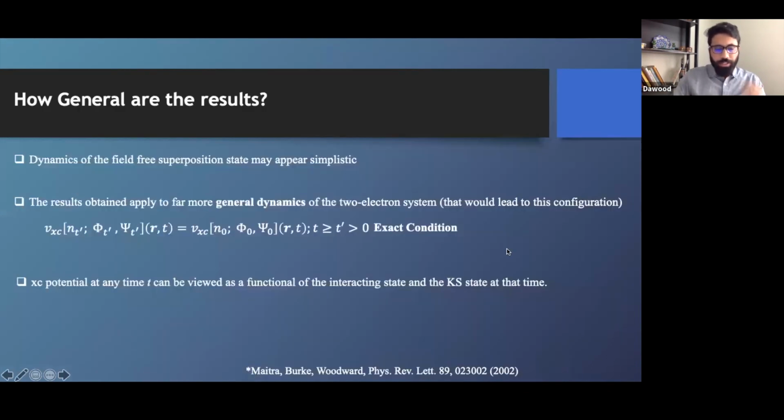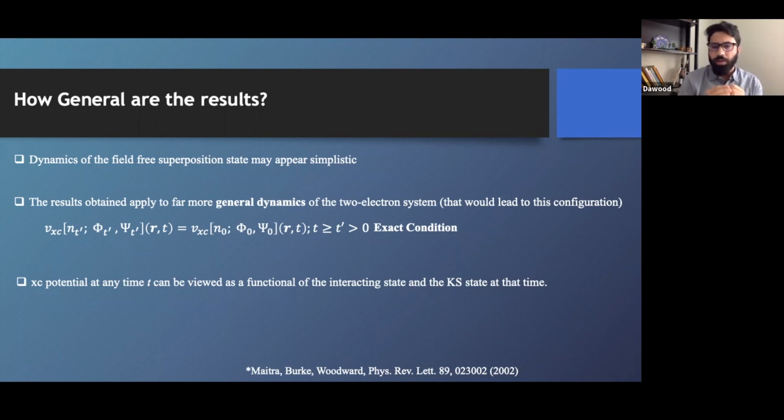And so then one might ask how general all these results are. Is this a simplistic dynamics? Although we did consider a rather simplistic dynamics of a field-free evolution, the results apply for general cases in which there is this two electron system and it has this configuration.